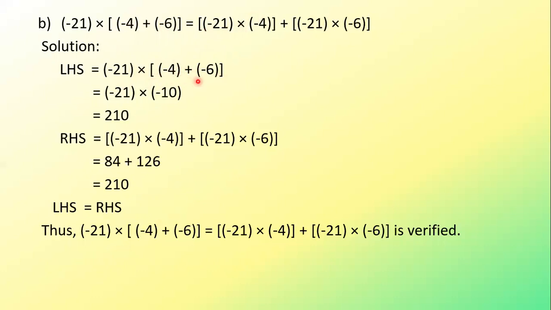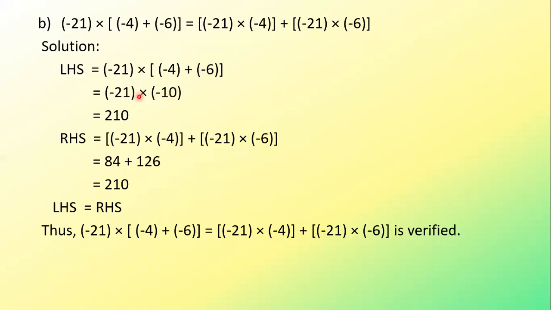What is LHS? Minus 21 into minus 4 plus minus 6. What is given inside the bracket? Minus 4 plus minus 6. We have to do the bracket first. Always we have to do what is given inside the bracket first. Both are negative integers, so for the addition of two negative integers, we find the sum and give the same negative sign. Here we are doing addition. Every time I am revising the same point so that you should not have confusion. Minus 4 plus minus 6 will give the answer minus 10.